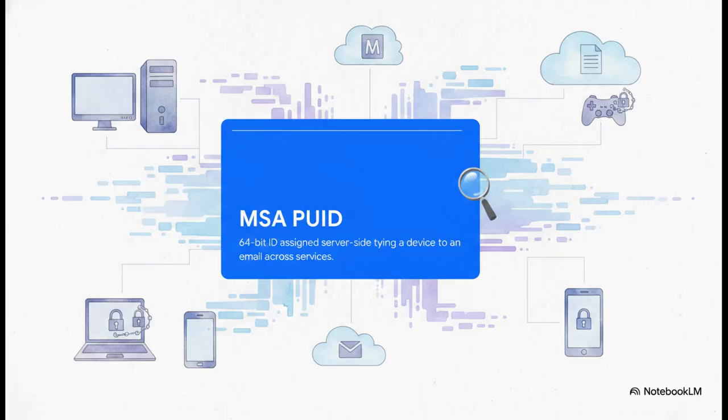To really grasp what's happening here, we need to talk about the MSAPUID, that stands for Passport Unique ID. When you type in your Microsoft account credentials, Microsoft servers instantly generate this persistent 64-bit identifier. It gets slapped right onto your device. And guys, this isn't just a simple local login. This is the exact moment your localized hardware gets permanently shackled to a cloud identity. It ties your physical machine to an email address across literally every single Microsoft service you interact with.